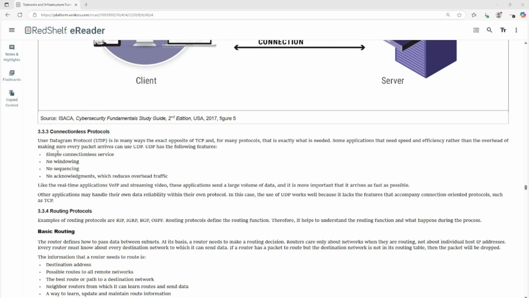Connectionless protocol. I think I touched a little bit on UDP already, and it's very simple. Some of the features you have to know about UDP are that it's a simple connectionless service. It has no windowing and no sequencing. It doesn't count packages or keep track of what it sends and what it has to send in order to complete the package. It has no acknowledgements, which reduces overhead. So it doesn't have the time that TCP spends going back and retransmitting because it lost a package among a segment. UDP doesn't do that.